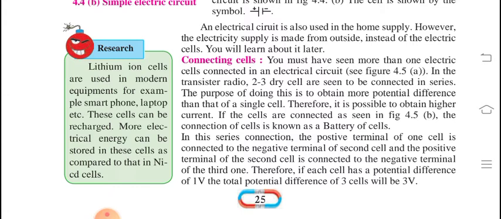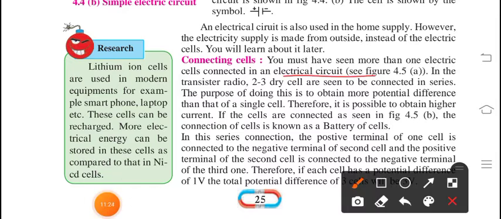Now next is connecting cells. You must have seen more than one electric cell connected in an electrical circuit. In a transistor radio, 2 to 3 dry cells are seen connected in series. The purpose of doing this is to obtain more potential difference than a single cell. Obviously, whenever you need a maximum potential difference and you have to increase it, then at that time you have to arrange the cells in series. Okay, so then definitely the potential difference will increase.